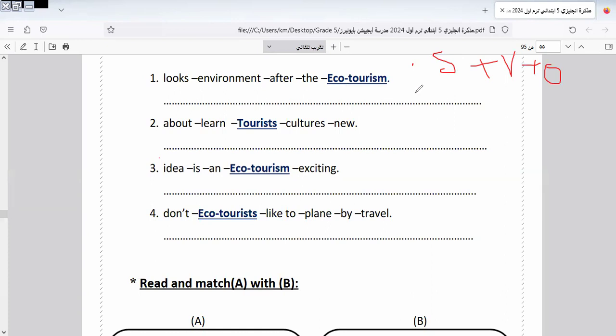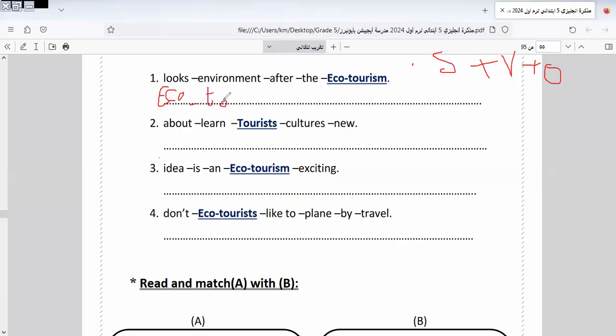Sometimes we can't underline the subject. So we must know the subject, as we told you: subject, verb, object. This is the rule of the sentence. So the answer will be ecotourism. I will answer two of them, and I will leave the rest for you to do by yourself.